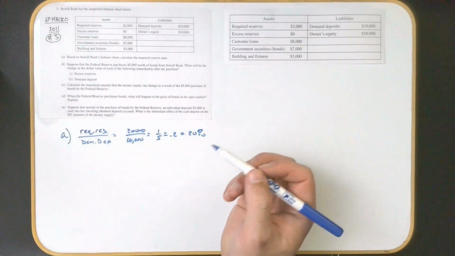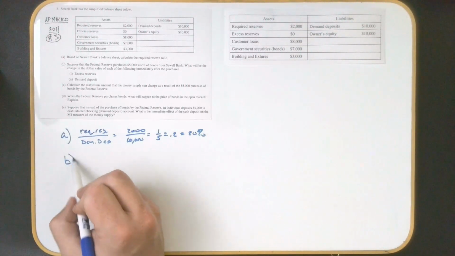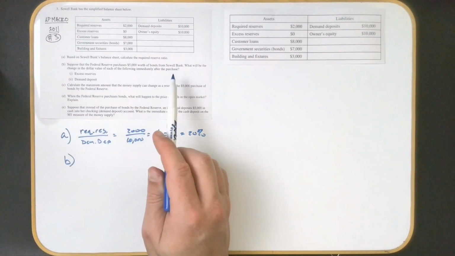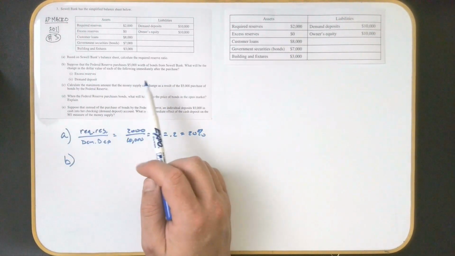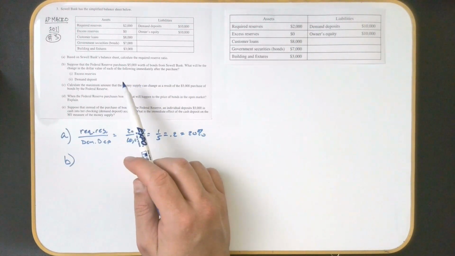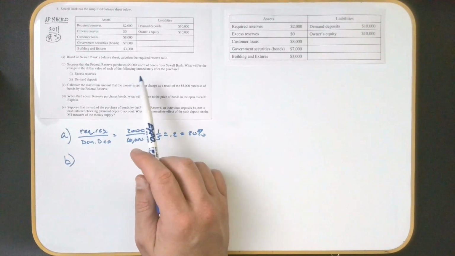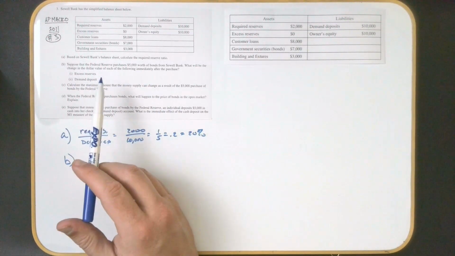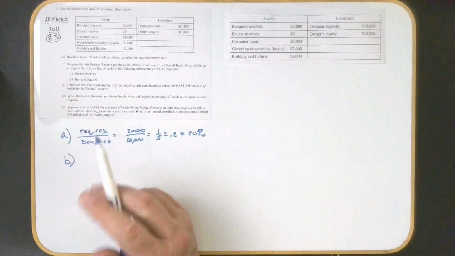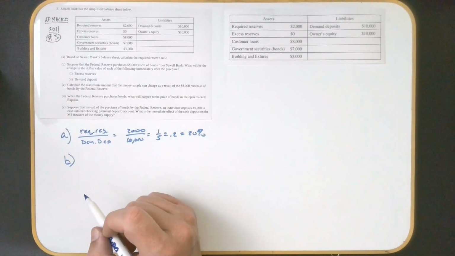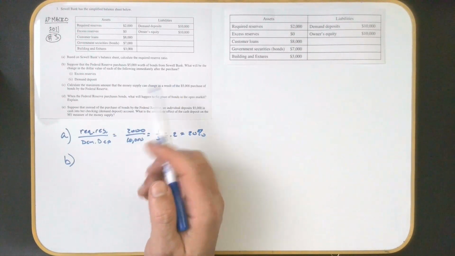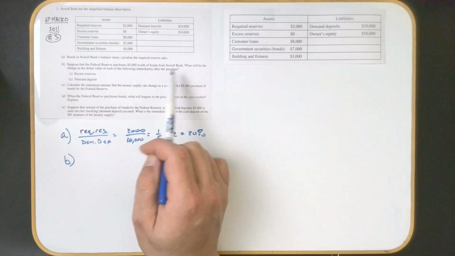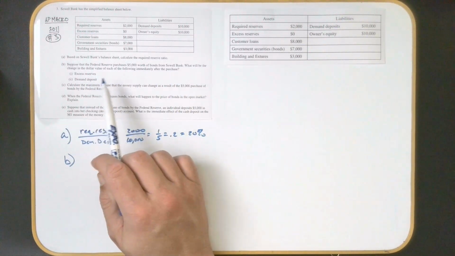Okay. B, suppose the Federal Reserve purchases $5,000 worth of bonds from Sewell Bank. That's interesting. So why would the Reserve be buying bonds? Oh, they need to increase the money supply. That's why they're doing it, for whatever reason. So remember, when the Fed buys bonds, they can buy them from all sorts of sellers. They can buy ones that are already purchased. So the Fed is looking to buy bonds, $5,000 from Sewell Bank. What will the change in the dollar value of each thing be?